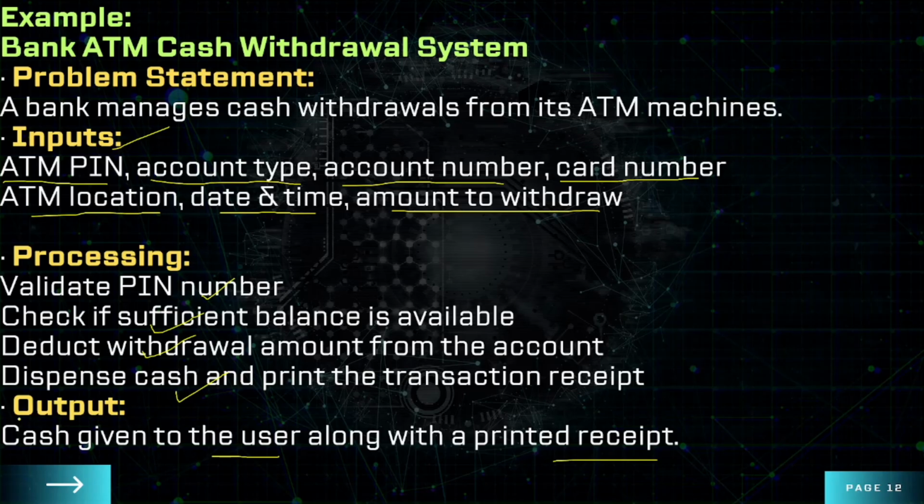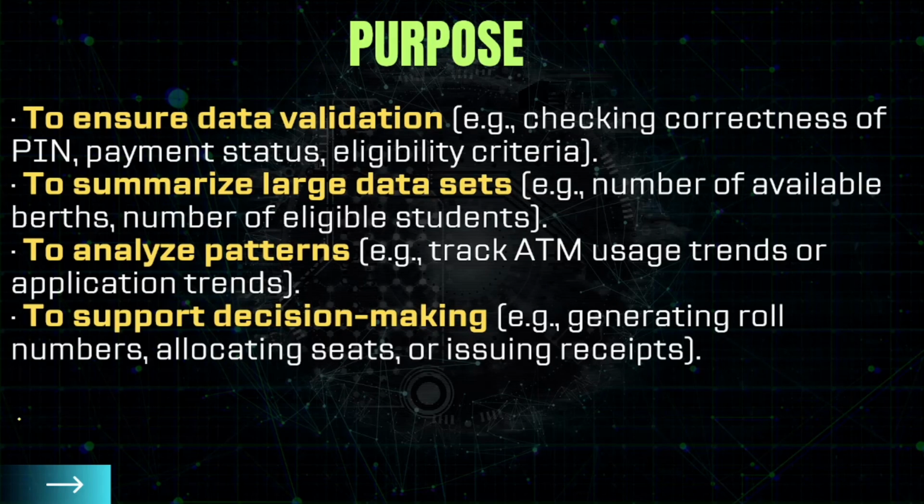So this is an example. We have covered almost everything for the data processing cycle. So what is the main purpose of doing the data processing? The first one is to ensure the data validation. That's what I have said. After the user gives the input, it is going to check the correctness of the pin, payment status, or eligibility criteria. In different situations, I have given the data validation. First, it ensures the data validation.